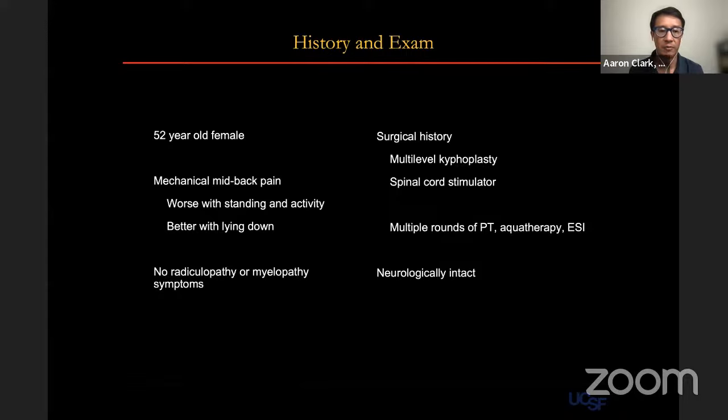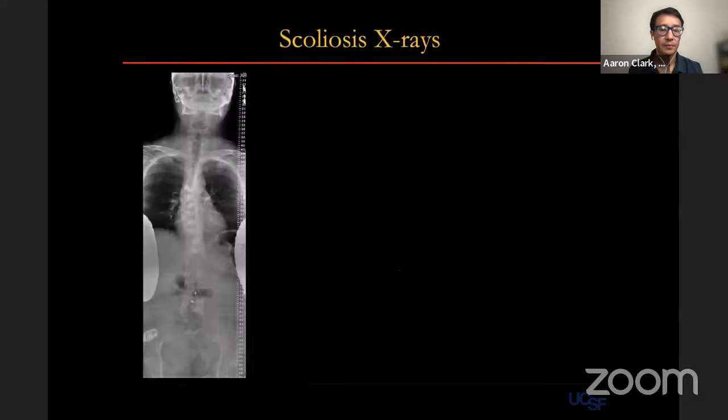She did not have radiculopathy or myelopathy symptoms, and had actually had a very interesting past surgical history, not done by me, but she had, as you'll see, a multi-level kyphoplasty done in the community. And when her pain persisted and worsened, she had a spinal cord stimulator placed. Furthermore, she'd had multiple rounds of physical therapy, aquatherapy, injections, and on my physical exam, she was neurologically intact. Next slide.